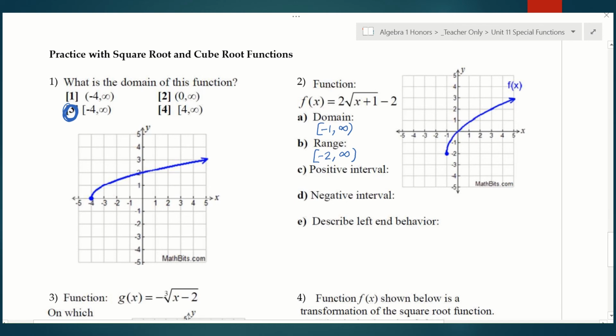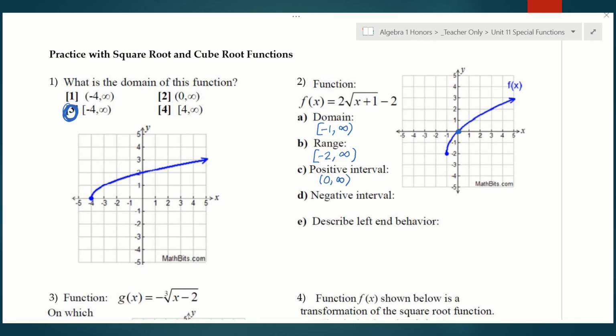Okay, where is our function positive? So when it says positive interval, that's what that means. When is f of x positive, or when is y positive? So you can see that y starts to be positive when x is 0. Okay, so this point right here is kind of that starting point for where y starts to become positive. So I'm going to say starting at x is 0 all the way to x being infinity. That's when my y coordinates are all positive.